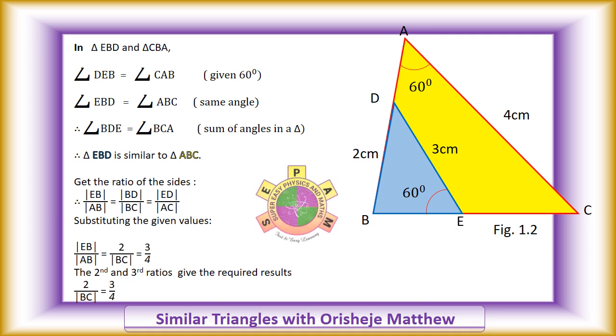The length of BC is equal to 2 multiply 4 divided by 3. The value of BC is 2 whole number 2 over 3 centimeters. This is how to solve similar triangle problem.